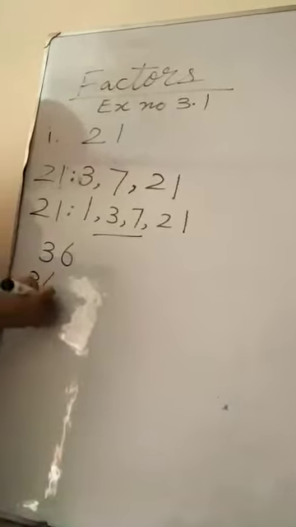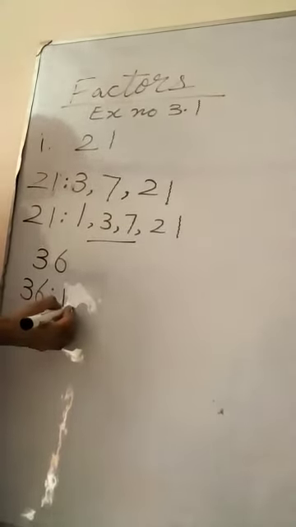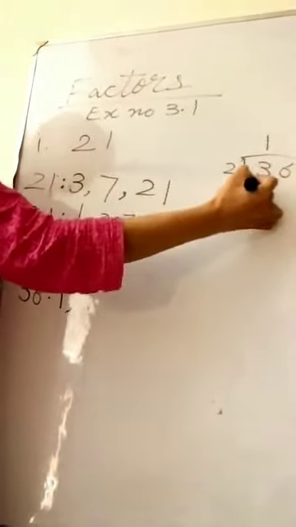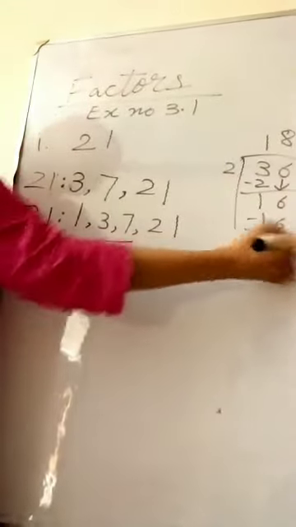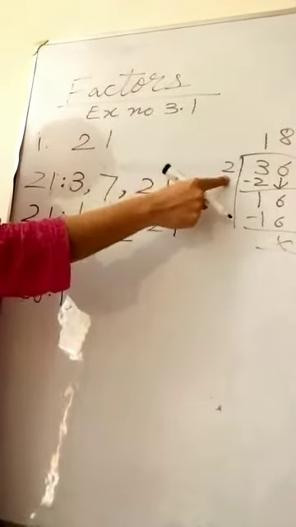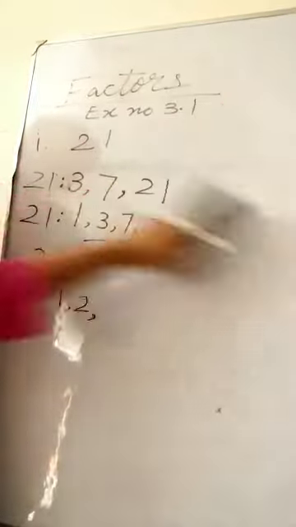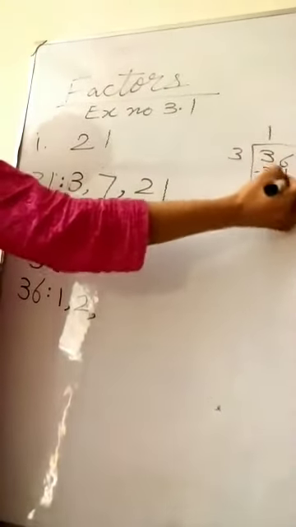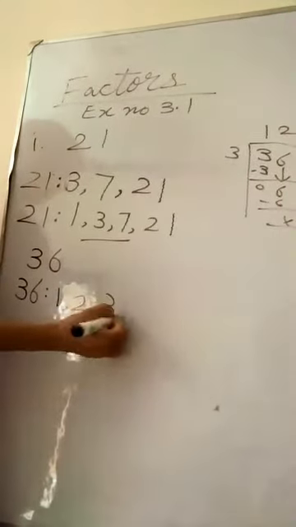Now I will solve the next question, and the next question is 36. First of all, you need to write 1. 1 is the factor of every number. Now check with 2. 36 divided by 2. 2 ones are 2, minus, then we have 16. 2 eights are 16. Yes, 36 is divisible by 2. Exactly divisible. It means 2 is the factor. Then check with 3. 36 with 3. 3 ones are 3 minus 0, 6. 3 twos are 6. Yes, exactly divisible. So 3 is the factor of 36.